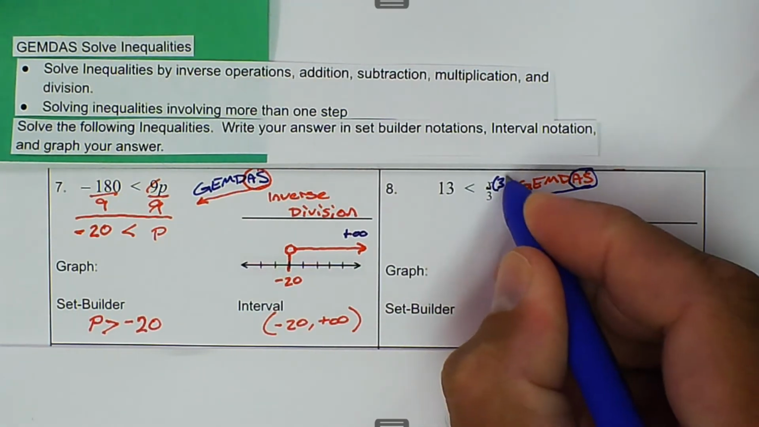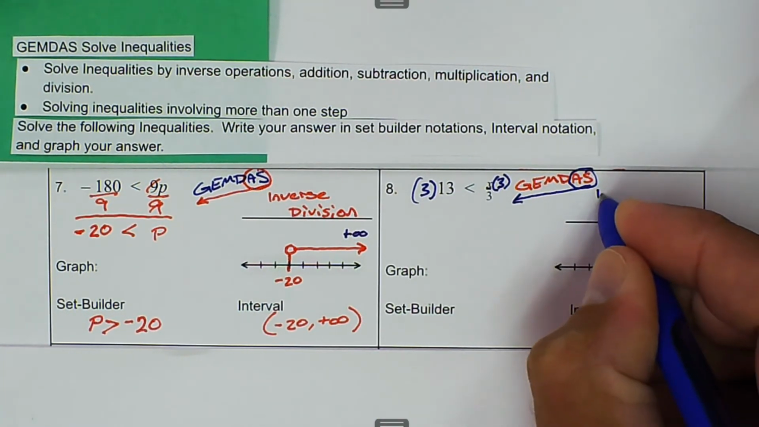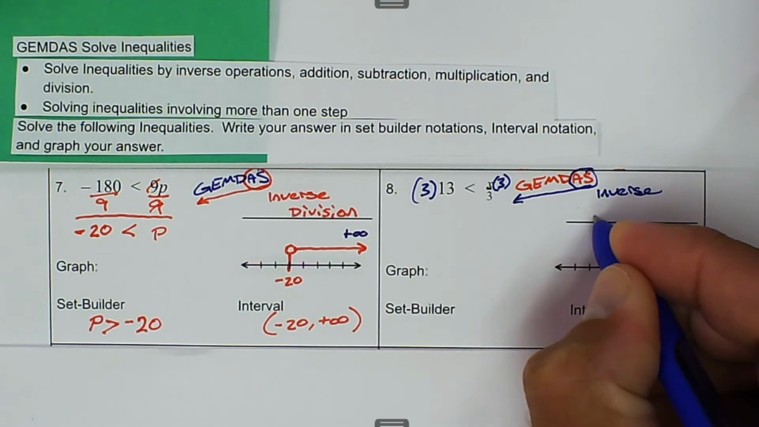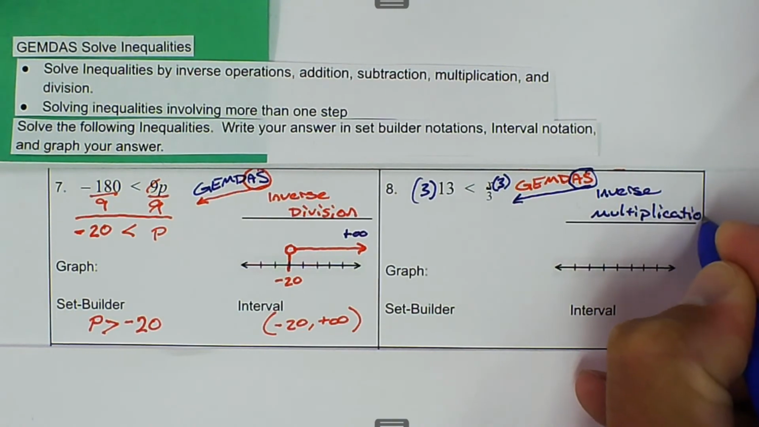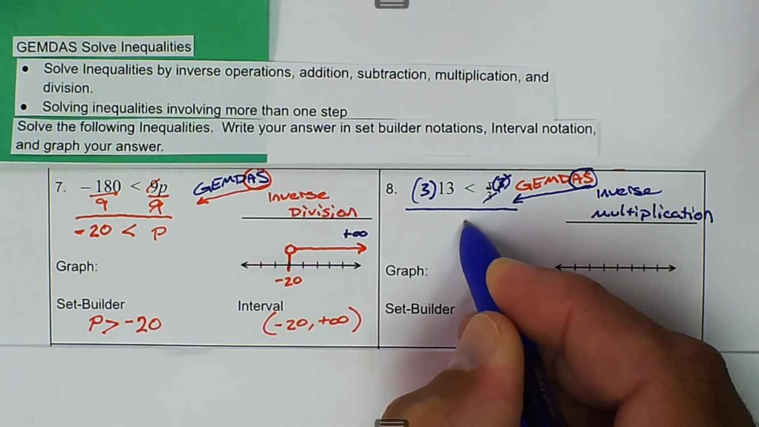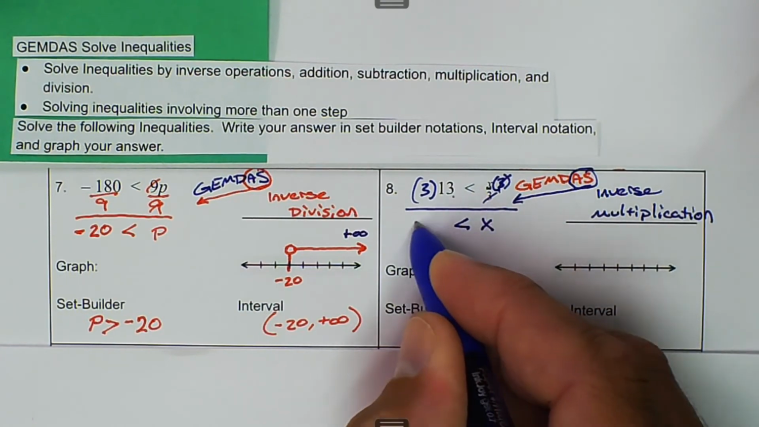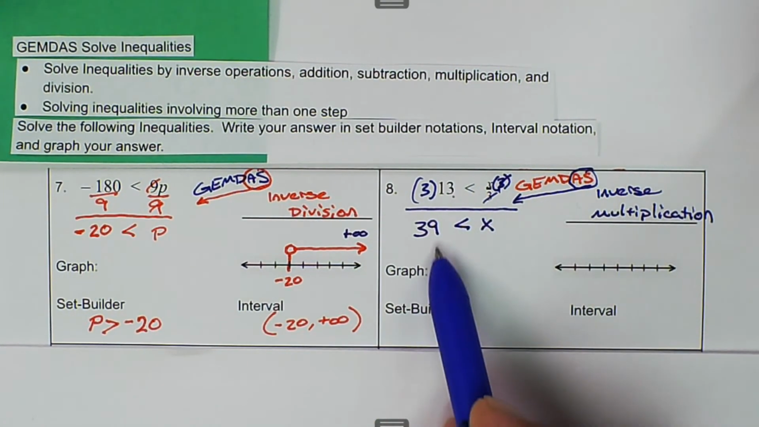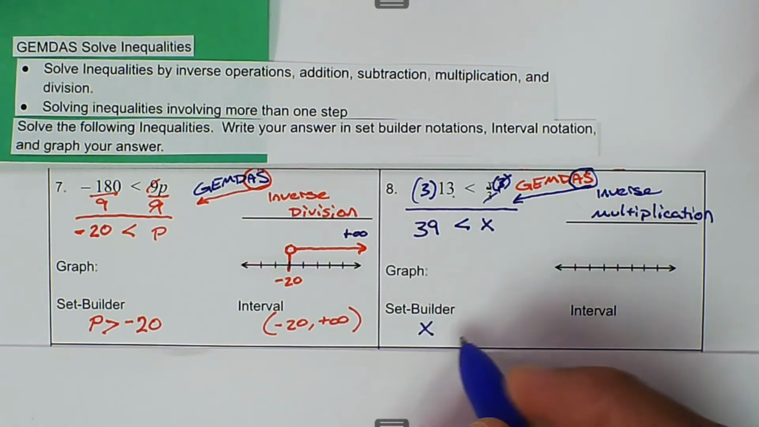So the inverse of division is multiplication. So that's going to be inverse multiplication. And the reason that we did that is so our 3's could cancel. And then we bring down our inequality sign and our x, and 3 times 13 is 39. I don't like that my variable's on the right side here, so I'm going to switch it. X goes on the left side, and the 39.